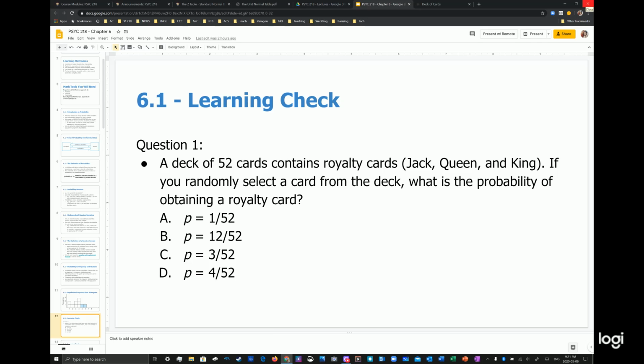So our first learning check then reviews the stuff on probabilities. In a deck of cards that contains royalty cards, that is jacks, queens, and kings, if you randomly select a card from the deck, what is the probability of getting a royalty card, a jack, queen, or king? If you chose B, 12 out of 52, or simplify that, you're right. Well, there are 4 kings, 4 queens, and 4 jacks because there are 4 suits. So 4 times 3 is 12. And the number of total possible outcomes in a deck of 52 cards is 52. So 12 out of 52 is correct.